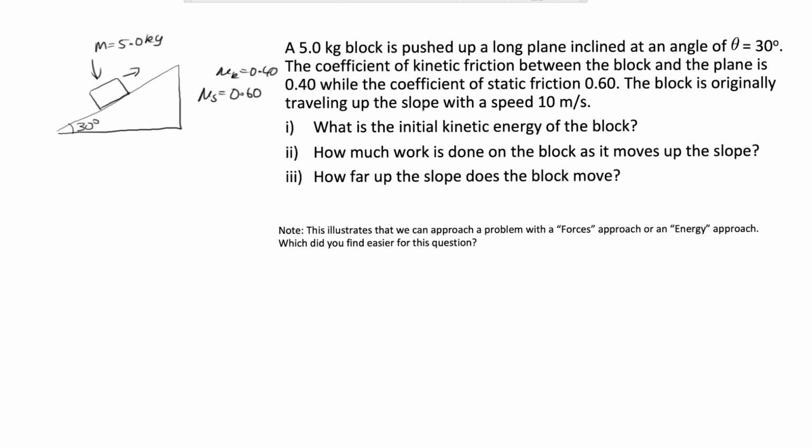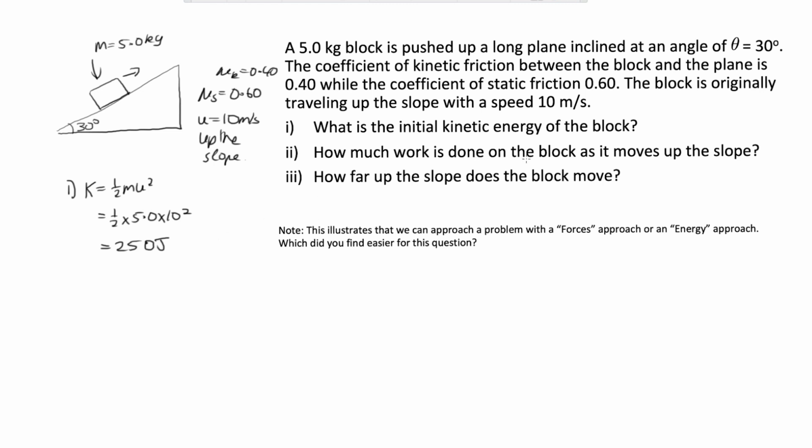The block is originally travelling up the slope with a speed of 10 meters per second, so u is equal to 10 meters per second up the slope. And in part 1 we're asked what is the initial kinetic energy of the block. Okay, so that's not too hard. The kinetic energy is equal to a half m u squared, so this is equal to a half, m is 5, u is 10, and so solving this we end up with 250 joules as the initial kinetic energy.